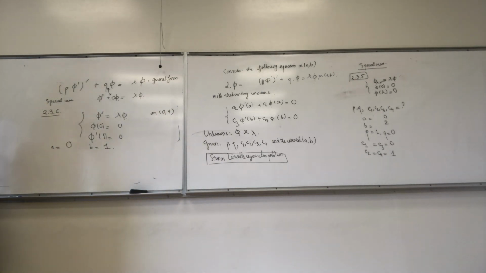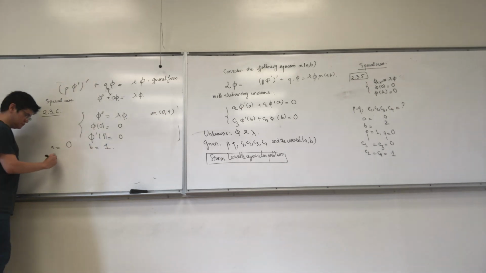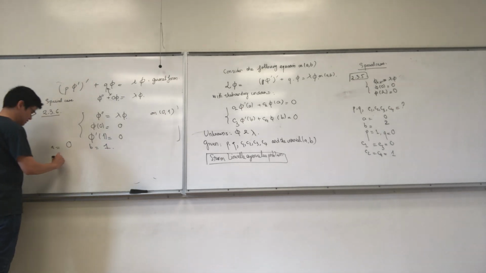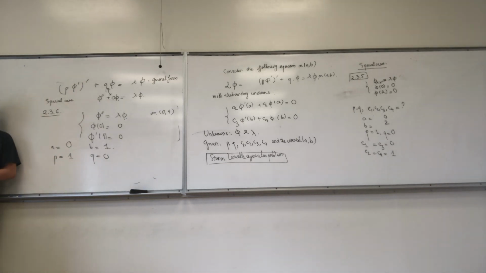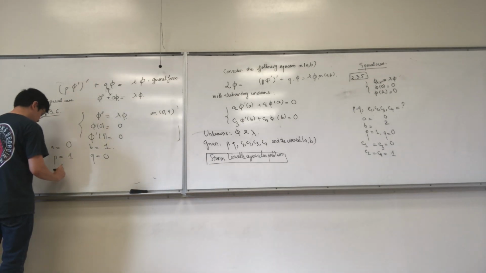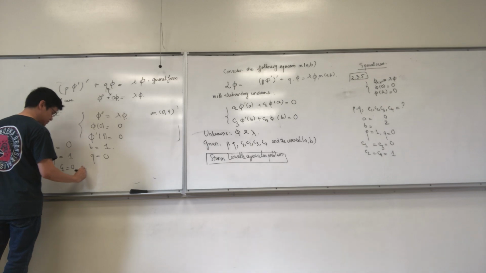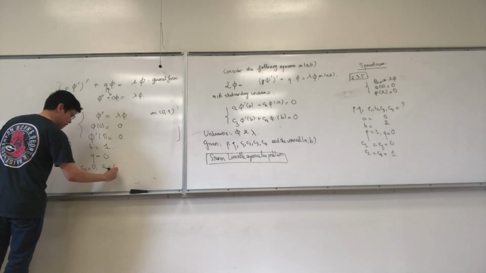What is the value of P and what is the value of Q? P is 1 and Q is 0. So what are the values of C1, C2, C3? C1 and C4 are equal to 0, C2 and C3 are equal to 1. So C1 is 0, C4 is 0, C2 and C3 they're 1.